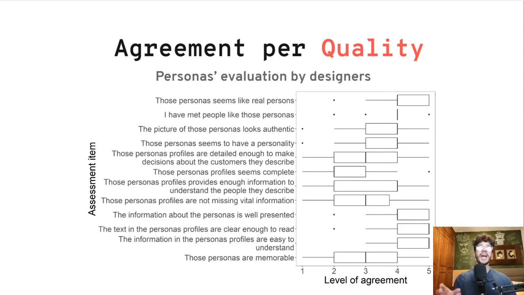In the statement, I have met people like this persona, belonging to the credibility criteria, which is the second one, the second question had the values of median, 25th percentile and 75th percentile at 4, indicating that the majority of the participants found similarities of the personas with people close to them.